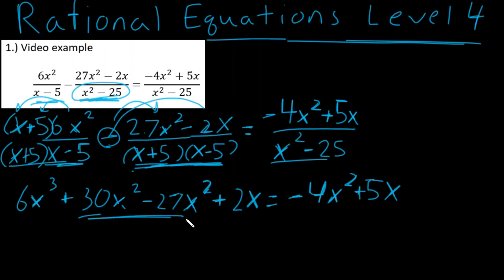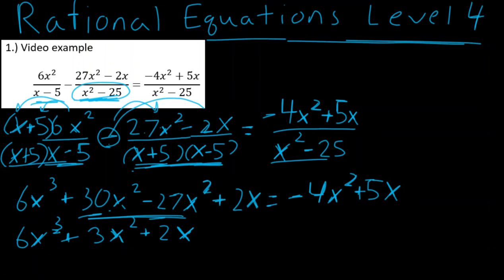Thing number one, I want to combine my like terms. So I could write this as 6x cubed plus, and ask yourself, what is 30 minus 27? Well, that would be 6x cubed plus 3x squared plus 2x. Now, kind of for space's sake, let's go over here to the right. We know that whenever we have a quadratic or a higher power after that, which in this case we have a cubic function, we always want to set it equal to 0 in order to solve.